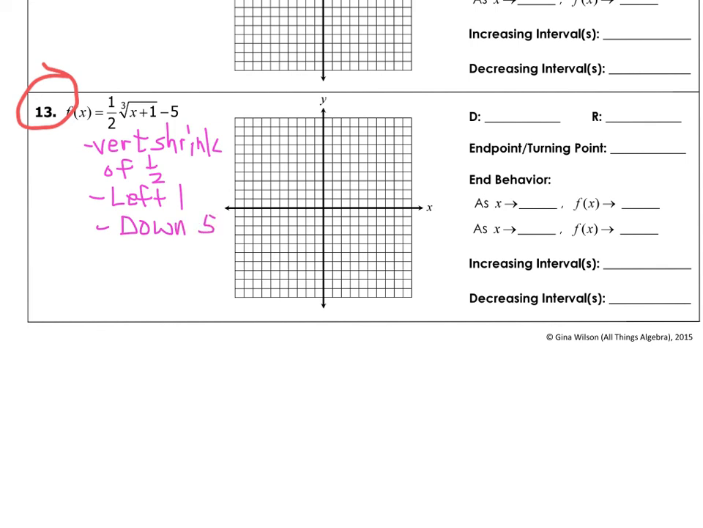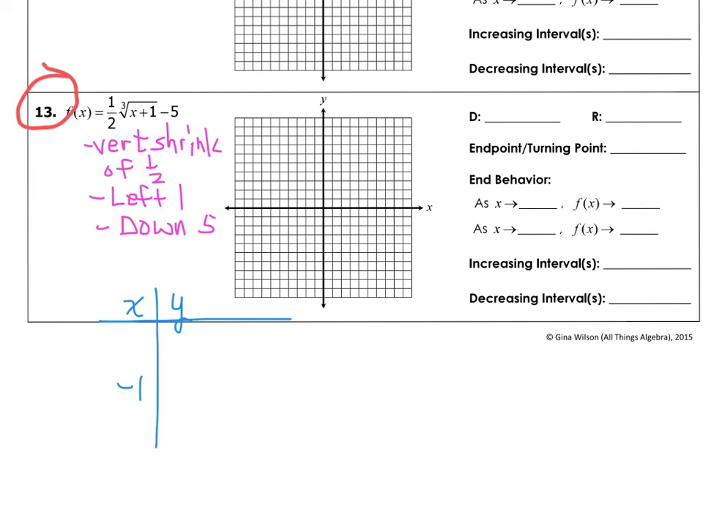Now, you need to know where to start on your xy table. So this is a cube root function. My turning point should be in the very center. So I'm going to look to the right, left, and up, down movement for my turning point. So because my turning point appears to be at -1, -5, I'm going to start, because we're always choosing x's, I'm going to start my x at -1. So I'm going to put that kind of here in the middle of my table because I want to do a couple of values smaller than -1 and a couple of values larger than -1.